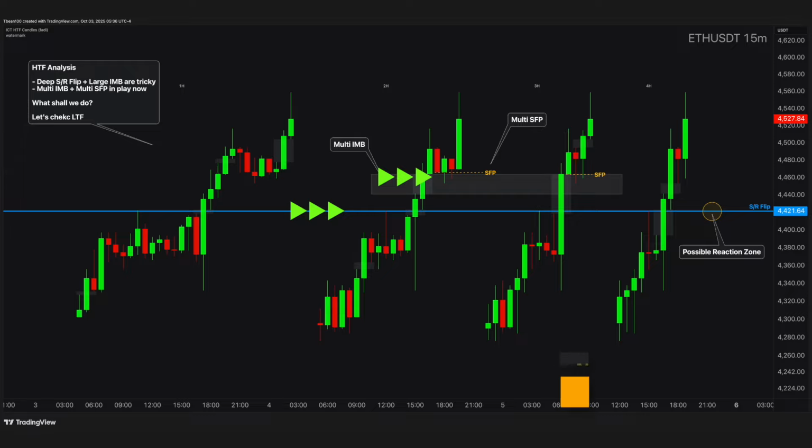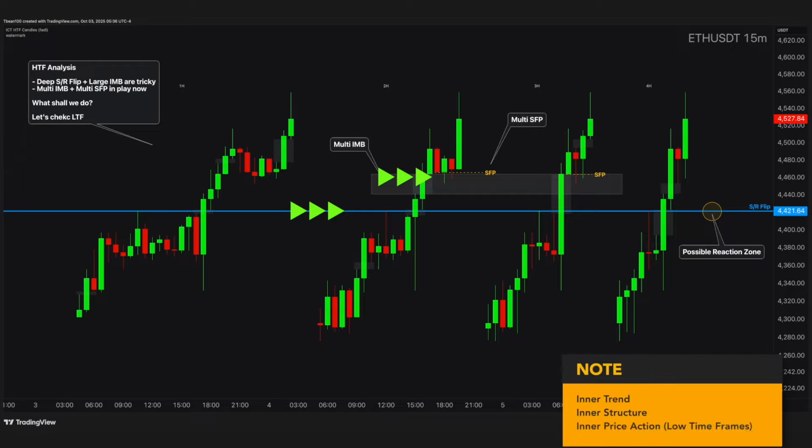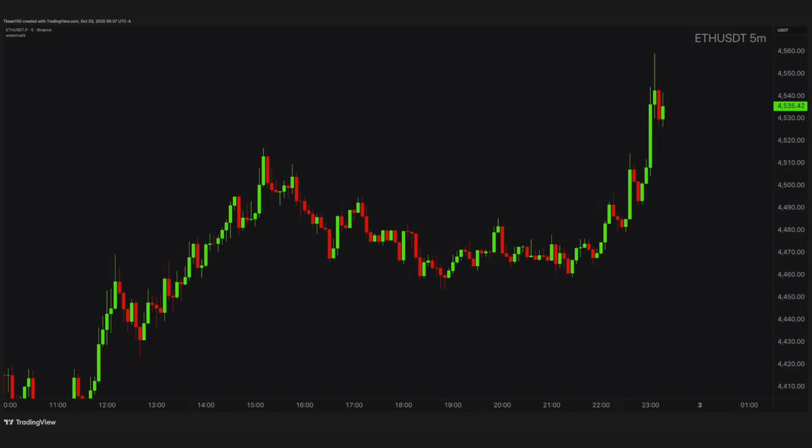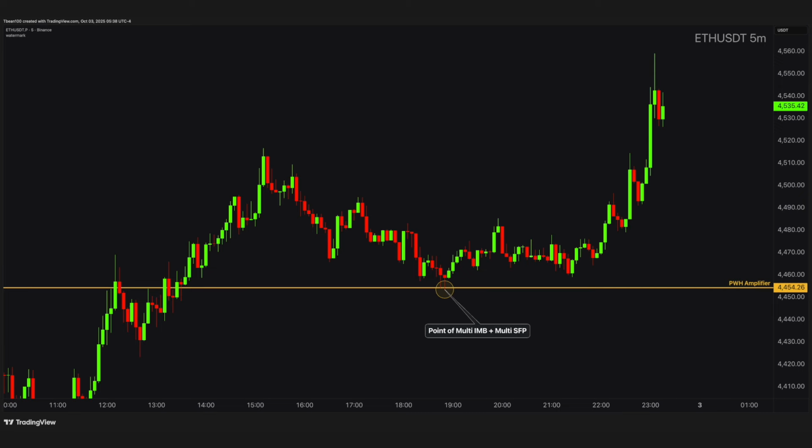The answer actually lies in the inner time frames, the lower time frames, and the smaller internal structure of the market. We need to pay attention to how the trend is developing inside those lower time frames and see what kind of price behavior is forming here. Alright, let's switch over to the 5-minute chart and talk about what is happening inside that inner area in more detail. So right now, this is our multi-imbalance and swing failure point.